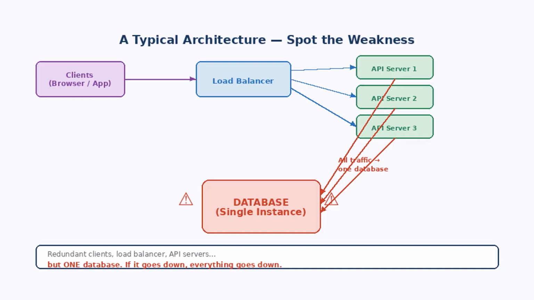If it goes down, everything goes down with it. It doesn't matter how many redundant servers you have upstream. If they all depend on one database that's offline, your system is offline. Beyond availability, every read and every write competes for the same CPU, memory, and disk IO on that single instance. As traffic grows, that one database becomes the ceiling for your entire system's throughput.